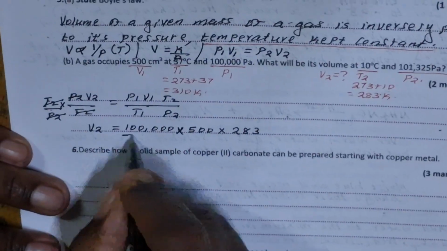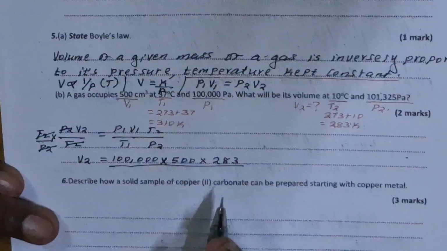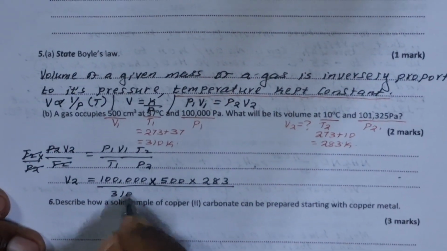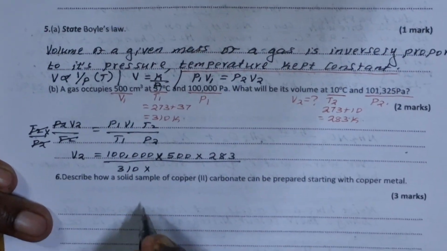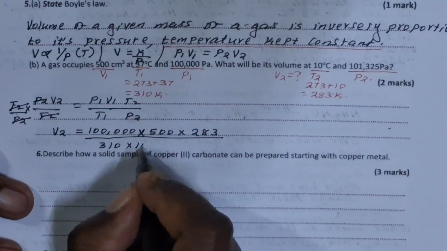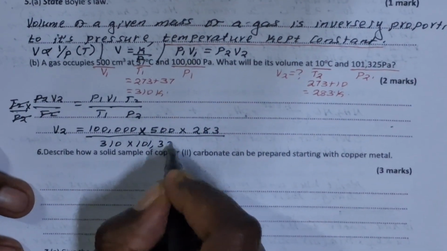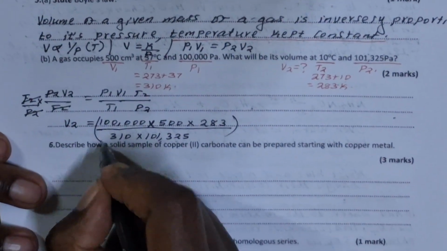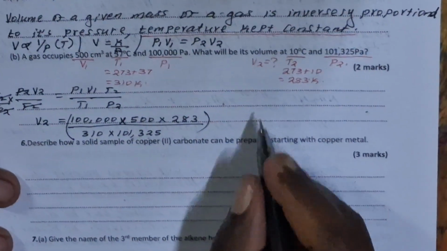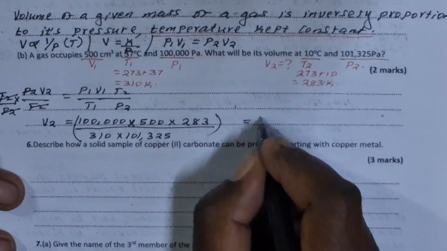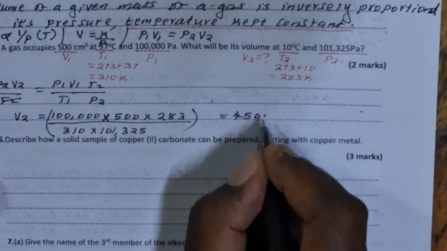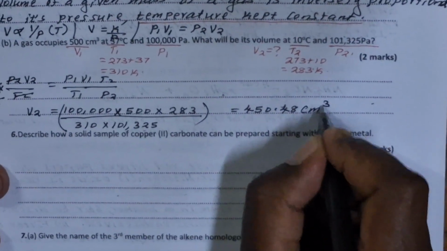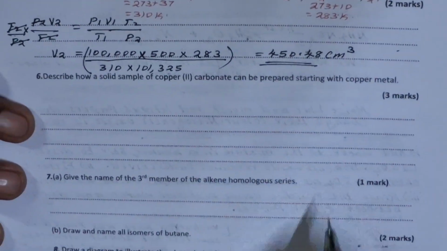Then you divide by temperature 1, and temperature 1 is 310 Kelvin. We multiply by pressure 2, and pressure 2 is 101,325 pascals. You work out all this. The answer is 450.48 cubic centimeters. And that is our answer.